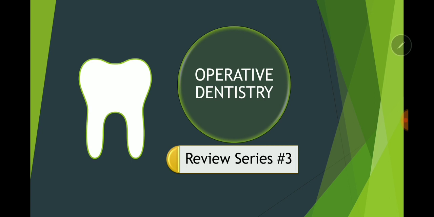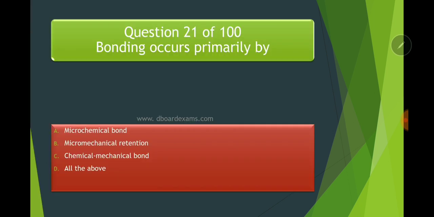All right. So let's continue the practice. Question number 21. Bonding occurs primarily by what? A. Microchemical bond. B. Micromechanical retention. C. Chemical mechanical bond, or D. None of the above.